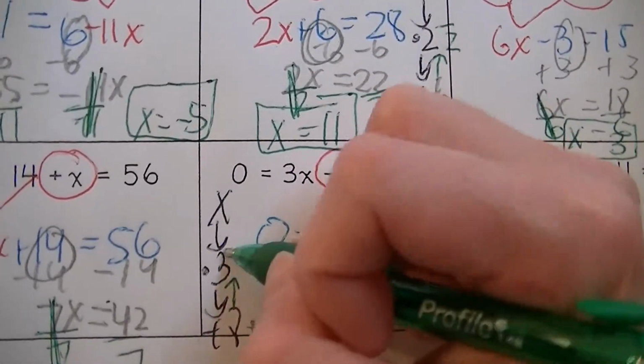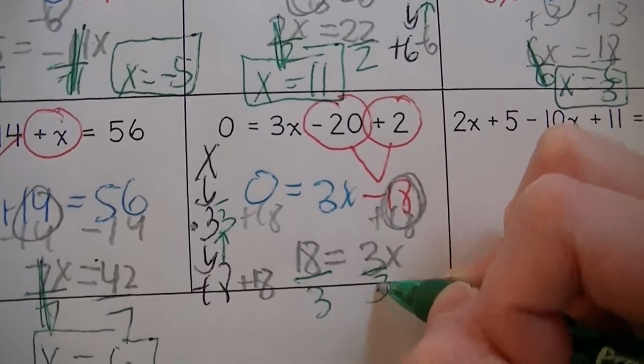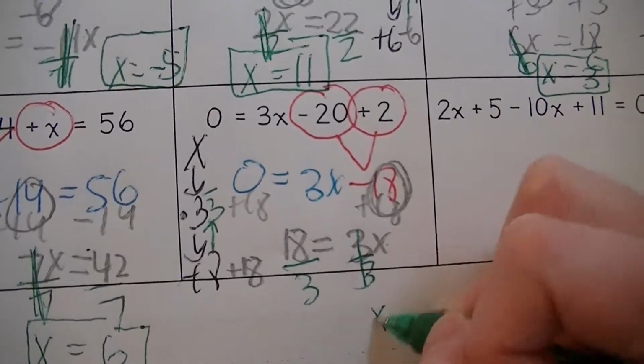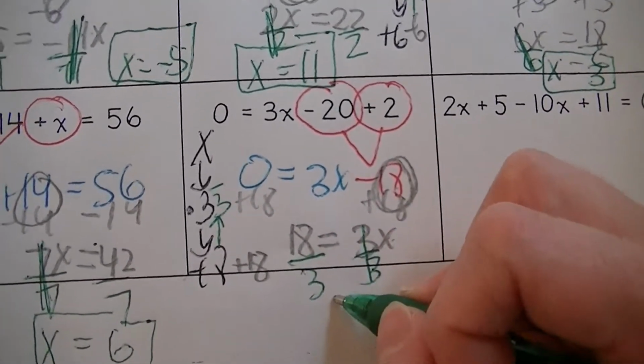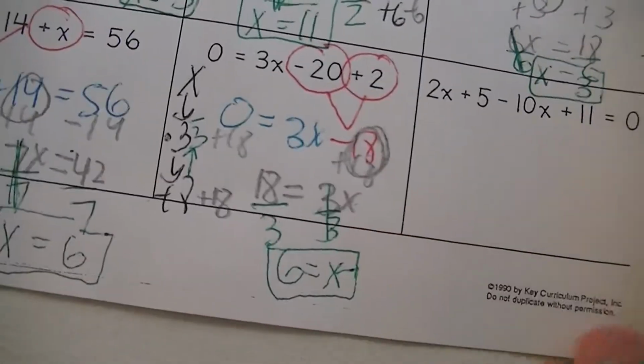The inverse operation of times 3 is to divide by 3. You're going to divide both sides by 3. 3 divided by 3 is 1. 1 times x is 1x, or x. 18 divided by 3 is 6. So the solution to that one is also 6.